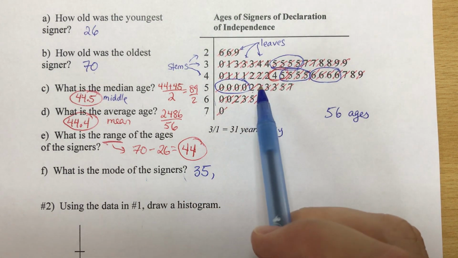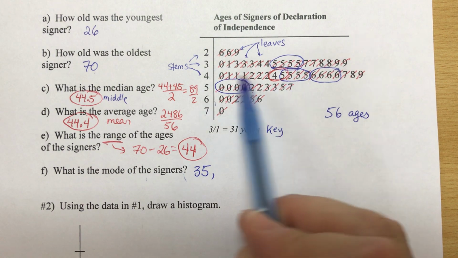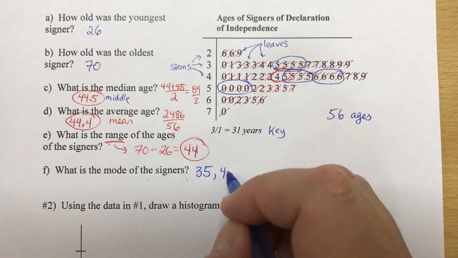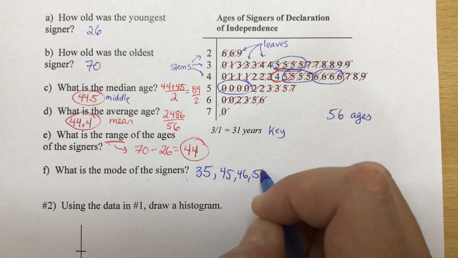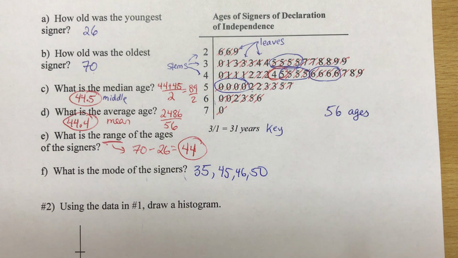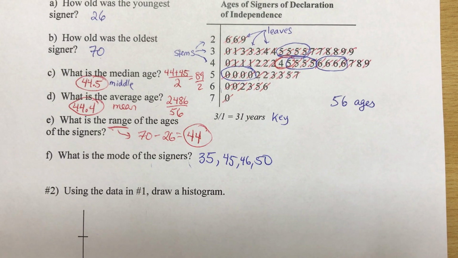Okay, remember what we're finding here is ages. This number represents 45, and then 46, and then 50. Okay, so with these, you got to really take your time on them.